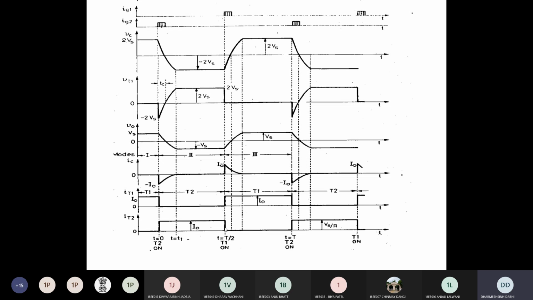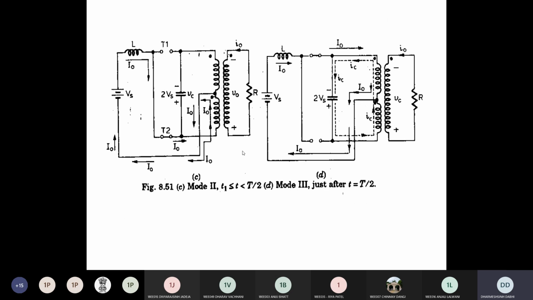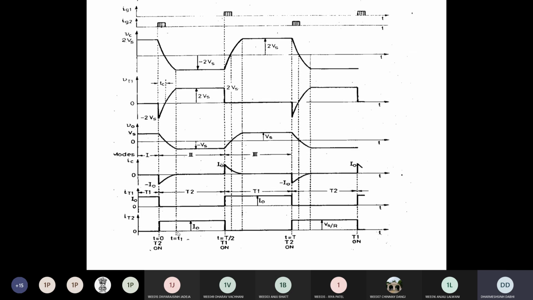T1 is fired at the T by 2 instant. Here you can see that up to this instant your T2 remains in on condition. Now let's see mode number 3, that is the interval between T1 and T by 2. It means this instant, T1 to T by 2.